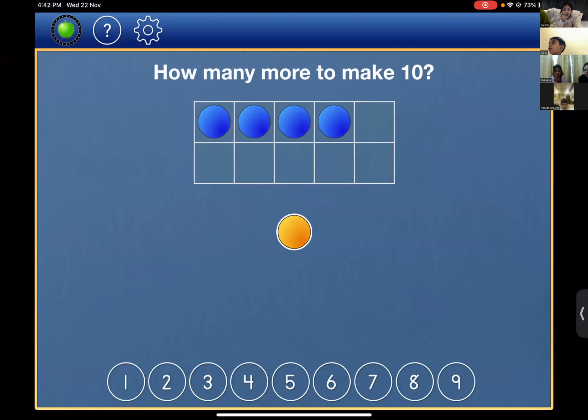Now, the how many more concept is a little tricky, but still I want to check. Okay, Evanjali ke liye question hai. Evanjali, how many blue dots do you see? 4. How many more do you need to make a 10? Which means no counting on the finger. See the 10 more. Which means that 10 minus 4 is what?